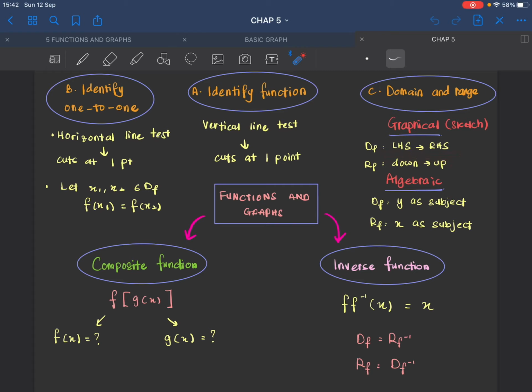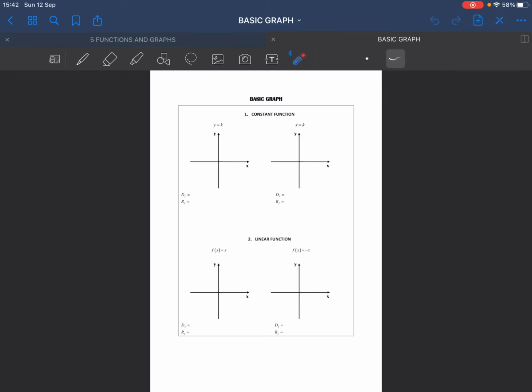Okay, so now dekat sini saya ada tulis, if you want to find a domain and range, you have to know how to sketch a graph. Okay, graph dia tak akan bagi, kamu kena lukis. Okay, the question will say sketch the graph and find the domain and range. Okay, so as you can see from here, kat sini saya ada bagi dekat JC basic graph.